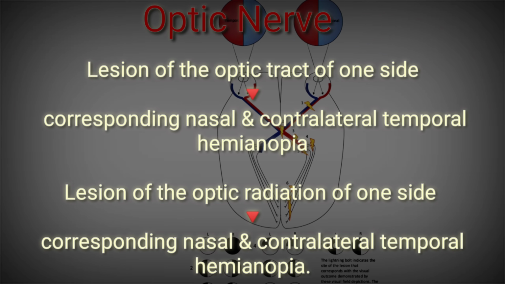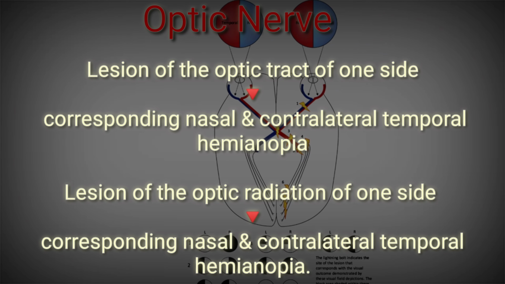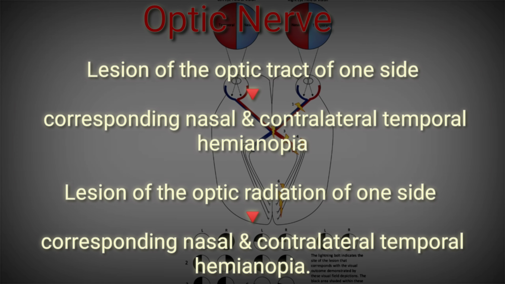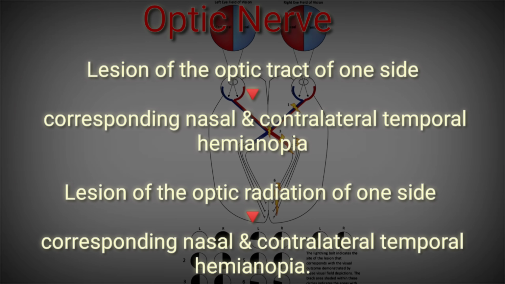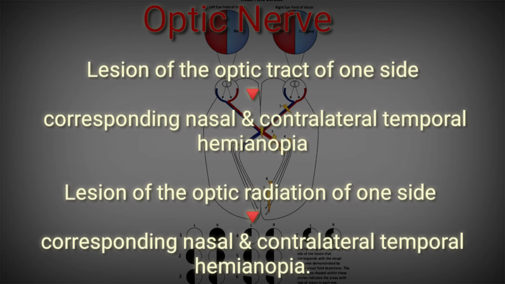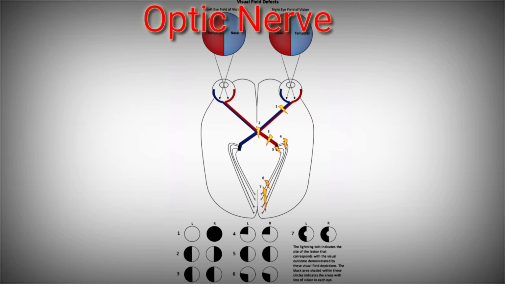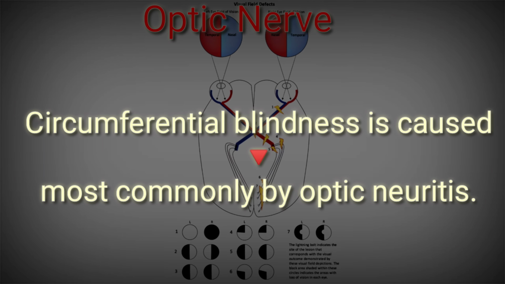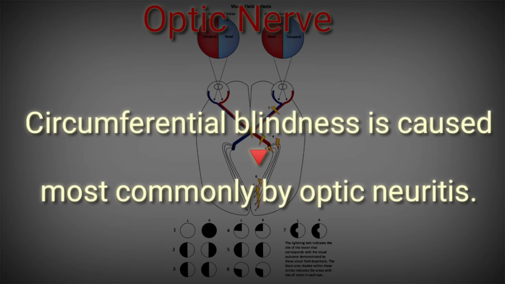Lesion of the optic tract of one side leads to corresponding nasal and contralateral temporal hemianopia. Lesion of the optic radiation of one side leads to corresponding nasal and contralateral temporal hemianopia. And circumferential blindness is caused most commonly by optic neuritis.